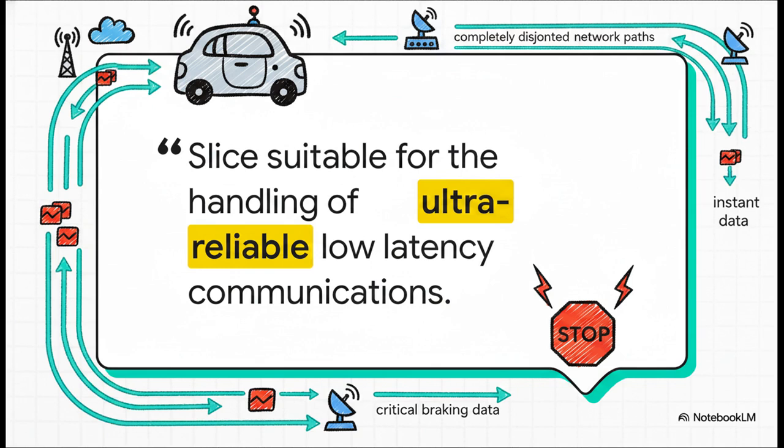That means if you're in an autonomous vehicle and it needs to hit the brakes instantly based on a network signal, the network duplicates that signal across 2 separate paths. It ensures that even if one path has a micro hiccup, the critical braking data still gets through instantly.